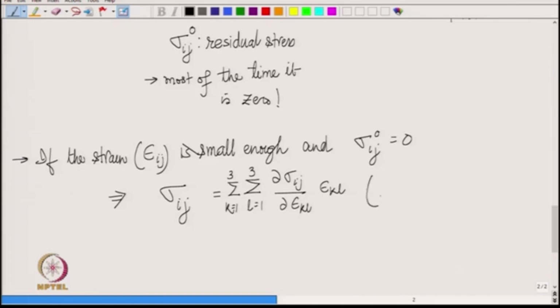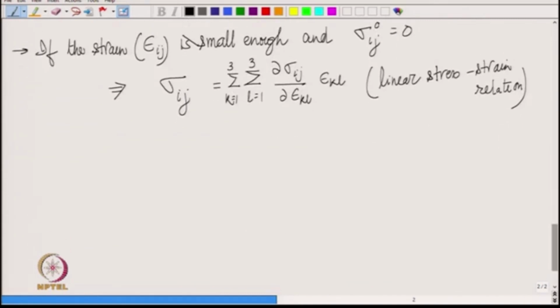So, this is called the linear stress strain relation. And what about this derivative here? The derivatives are also evaluated in the reference configuration, that is the Taylor's expansion. Each of the derivatives is to be evaluated with respect to the reference configuration.